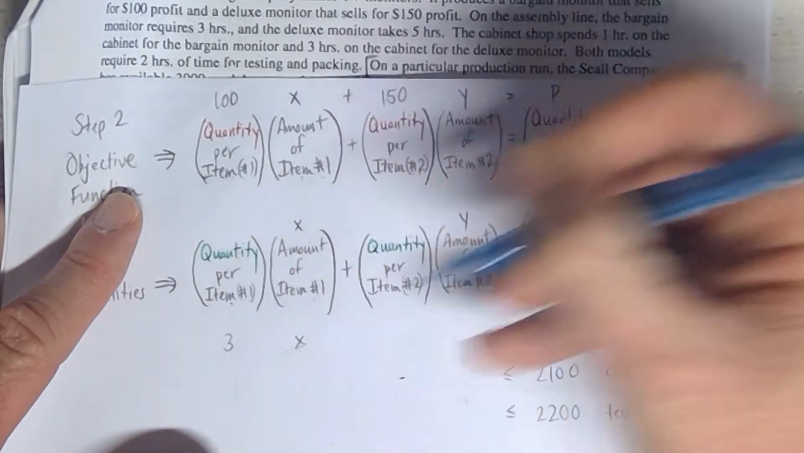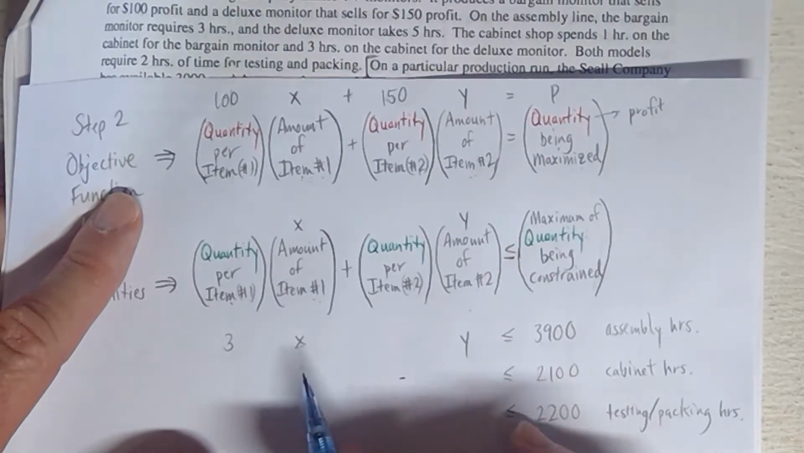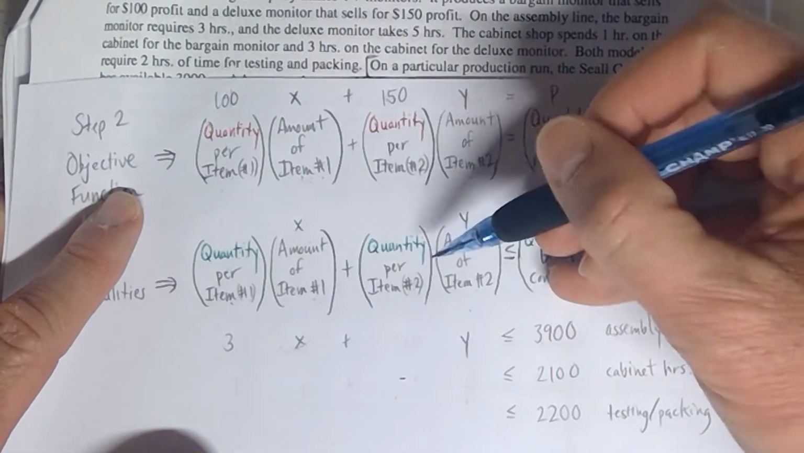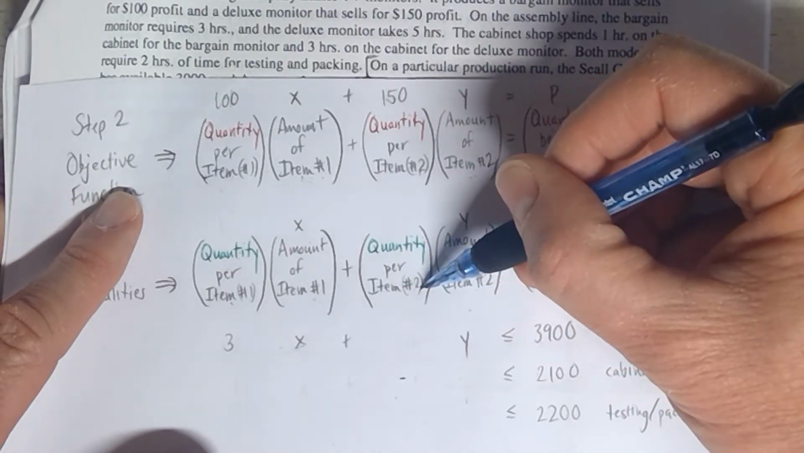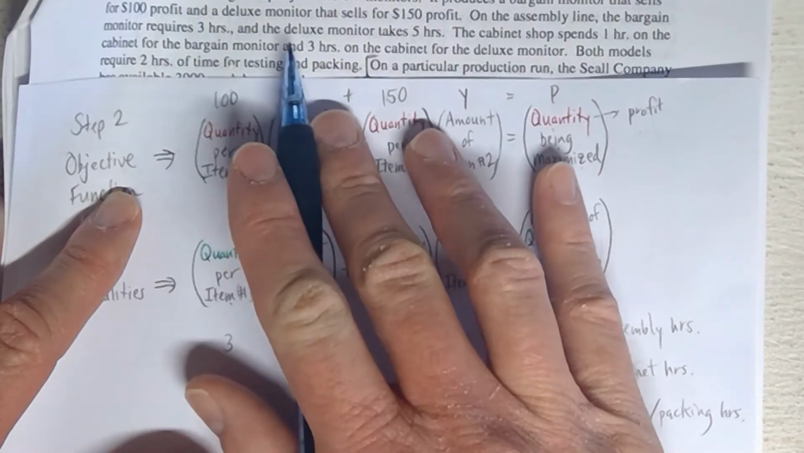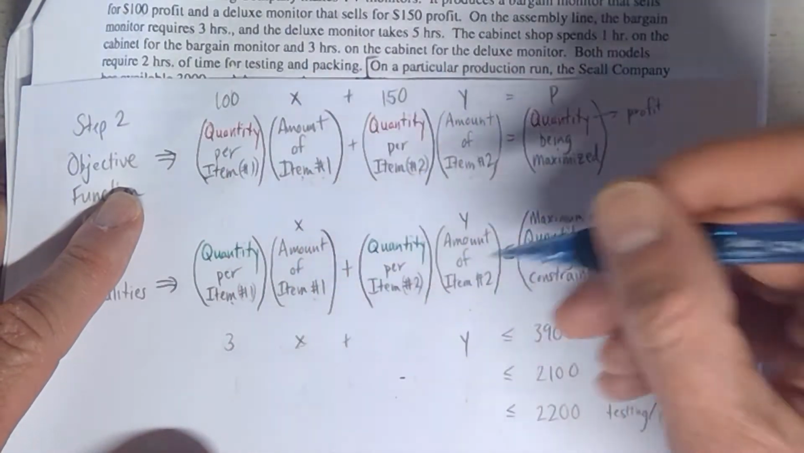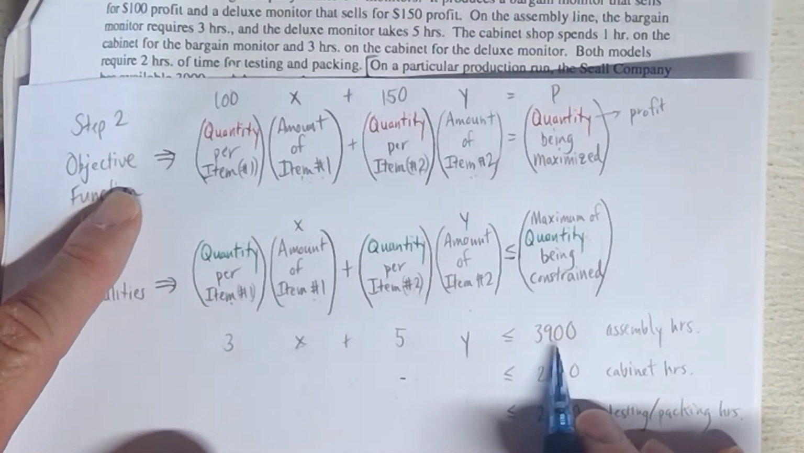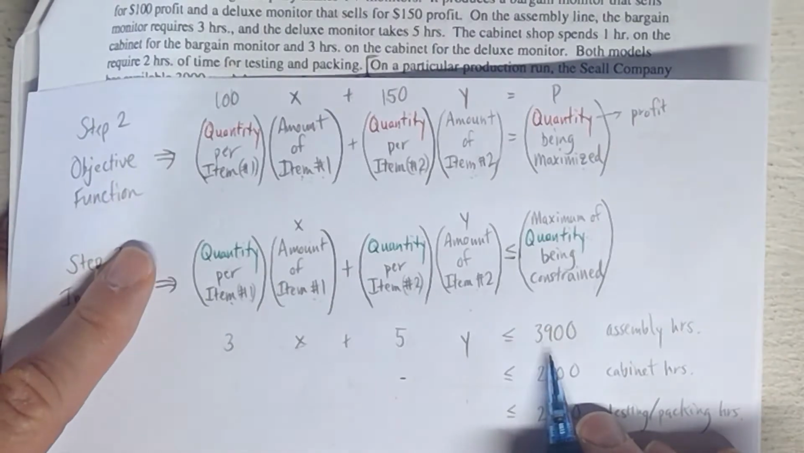Always put the X and Y in the normal place here. Okay, and then bring down the plus. What's the assembly hours per deluxe monitor? It says right here, that is going to be 5. And so we have 3X plus 5Y less than or equal to 3,900.